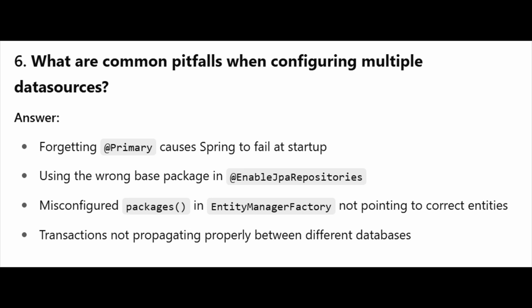6. What are common pitfalls when configuring multiple data sources? Answer. Forgetting @Primary causes Spring to fail at startup. Using the wrong base package in @EnableJpaRepositories. Misconfigured packages in EntityManagerFactory not pointing to correct entities. Transactions not propagating properly between different databases.